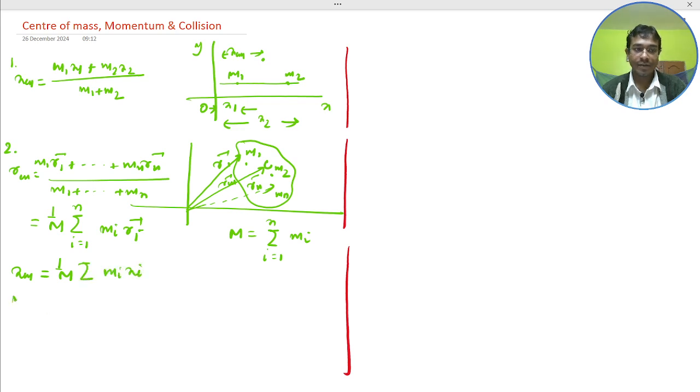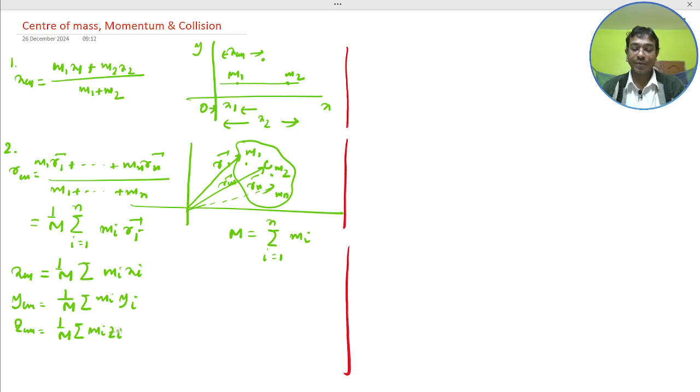The expression for the center of mass x coordinate xcm is written as 1 by M summation mi xi; for y, ycm is 1 by M summation mi yi; for the z coordinate, zcm is equal to 1 by M summation mi zi. This is the xi, yi, zi coordinate of the ith particle.